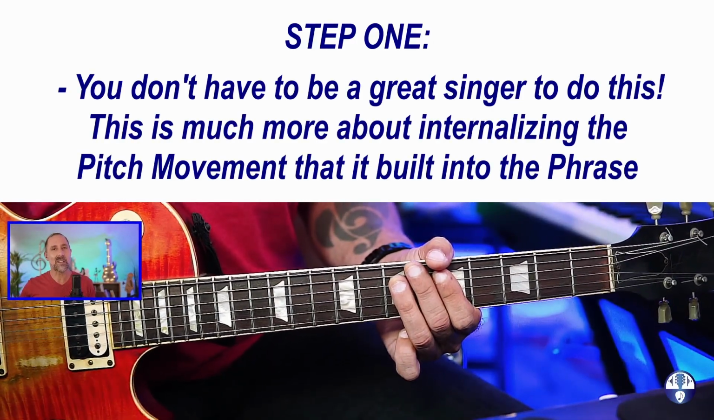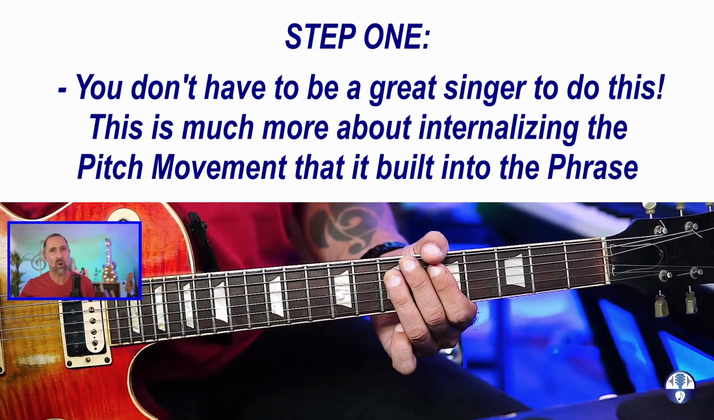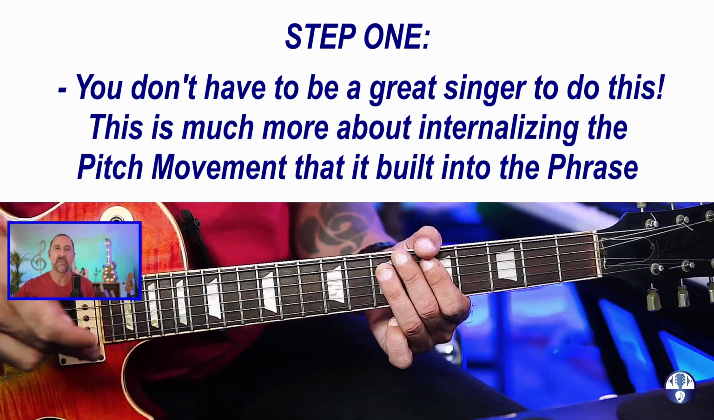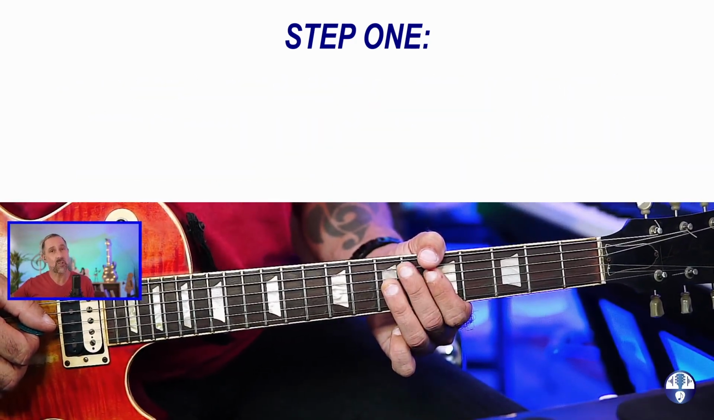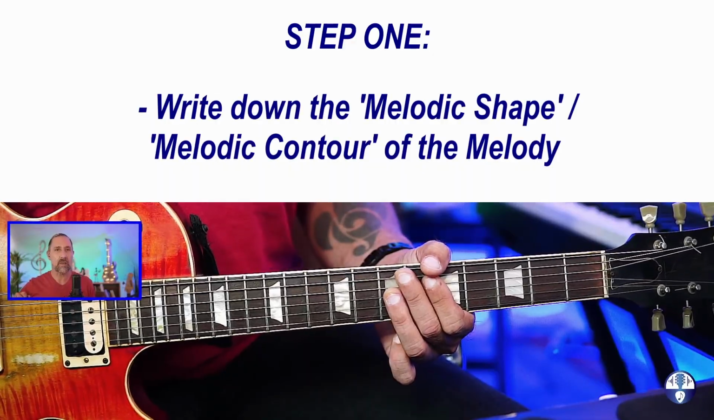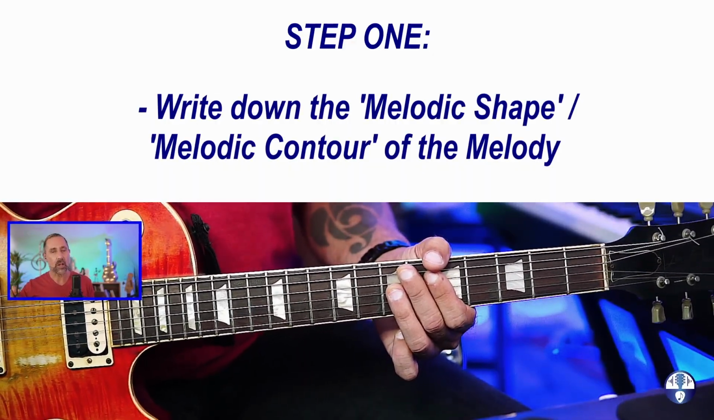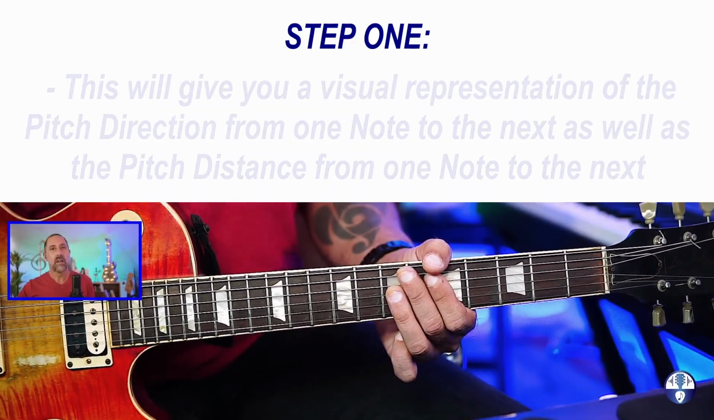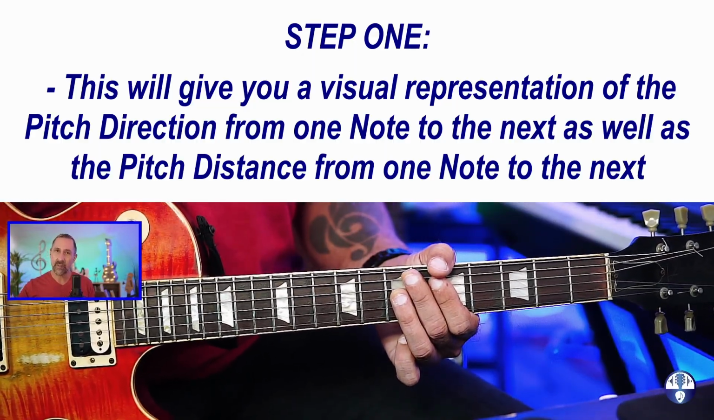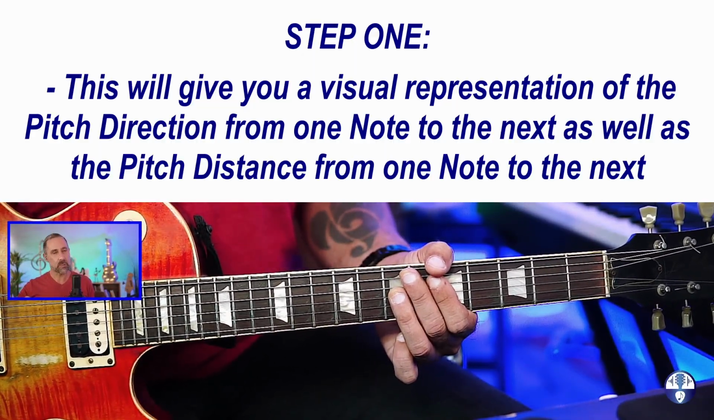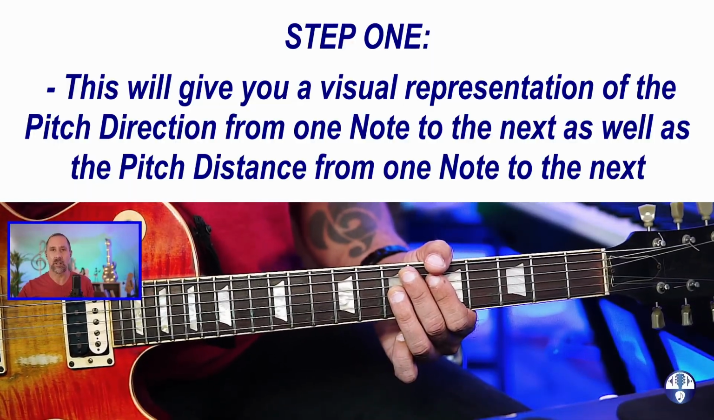Now, you don't have to be a great singer to do this. This is much more about internalizing the pitch movement that's built into the phrase. Once you can sing the phrase as you play it, then you want to write down the melodic shape or the melodic contour of the melody. This will give you a visual representation of the pitch direction from one note to the next, as well as the pitch distance from one note to the next.